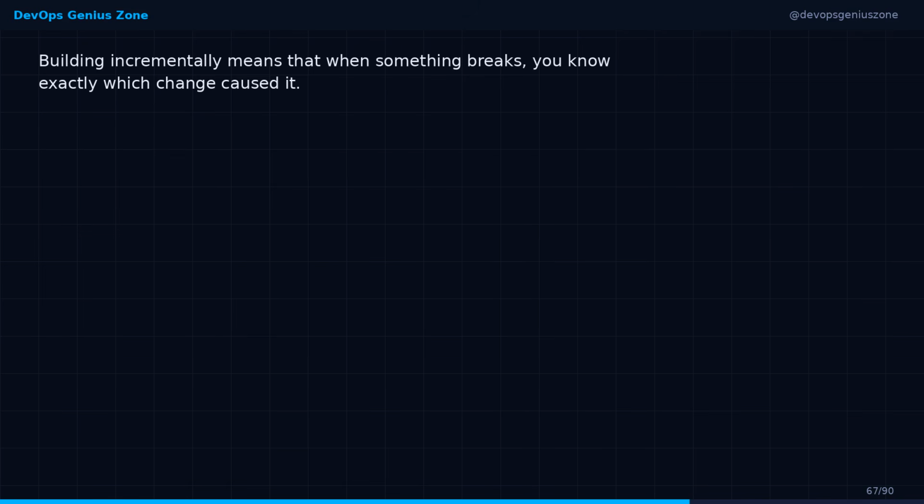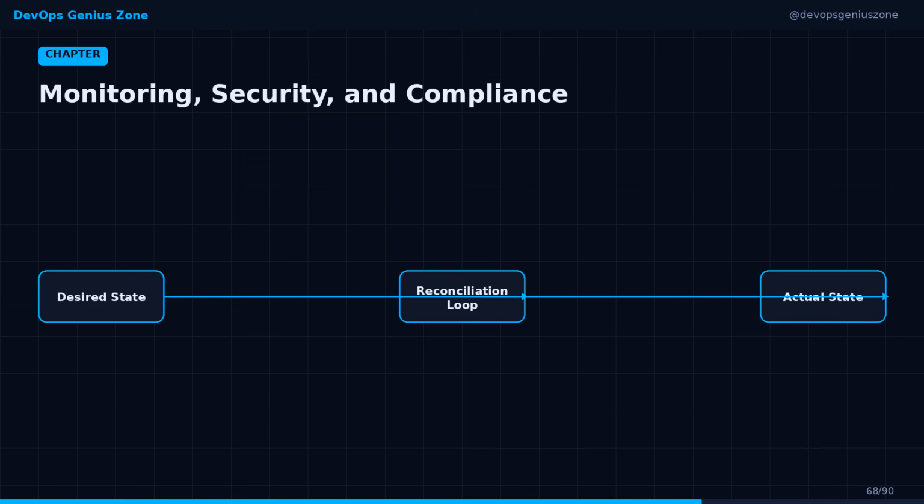Building incrementally means that when something breaks, you know exactly which change caused it. Now, let us add monitoring on top of that. Tools like Prometheus and Grafana scrape metrics and show you dashboards. You can see request latency, error rates, and resource usage at a glance.